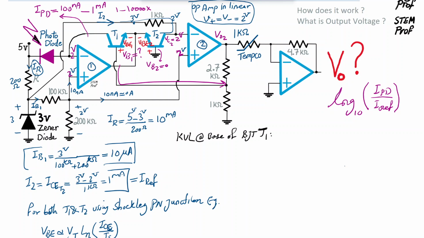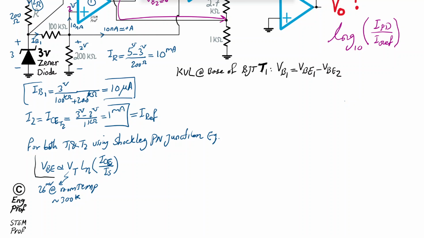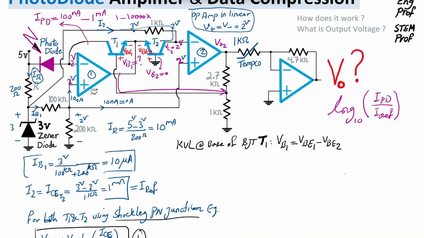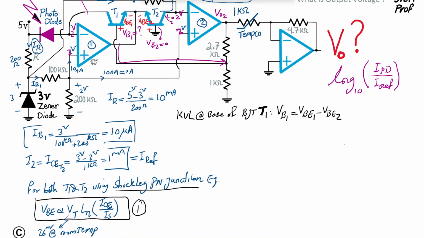Then I can write voltage of base 1 is equal to VBE1 minus VBE2. Just a subtraction of the two base emitter voltages, given that the base 2 is grounded. So with that, I'm going to substitute what is well known by the Shockley p-n junction equation. So if this is equation 1, I'm going to use it here. Using equation 1, I'm going to substitute for VBE1 and VBE2.